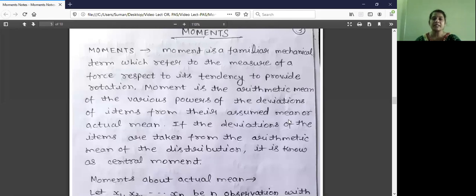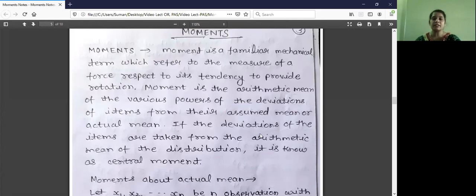In case we are given the five values 10, 20, 30, 40, 50, what is our actual mean? Actual mean: sum all these values, 10 plus 20 plus 30 plus 40 plus 50, so 150 divided by 5. That means our actual mean is 30. So all the students, the actual mean will be 30.